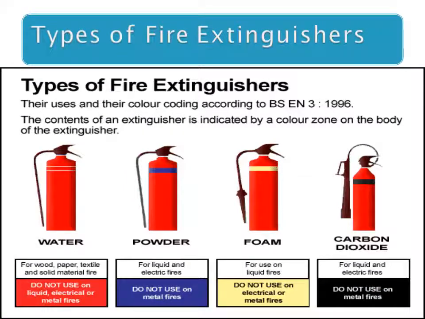Types of fire extinguishers, their usage and their color coding according to BS-EN 3. The components of an extinguisher are indicated by a color zone on the body of the extinguisher.